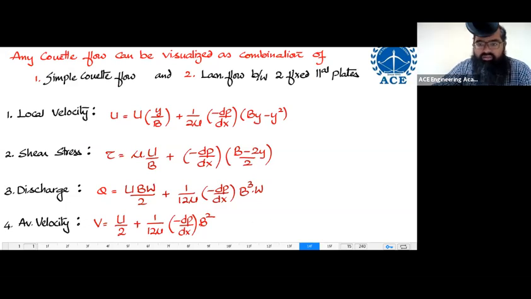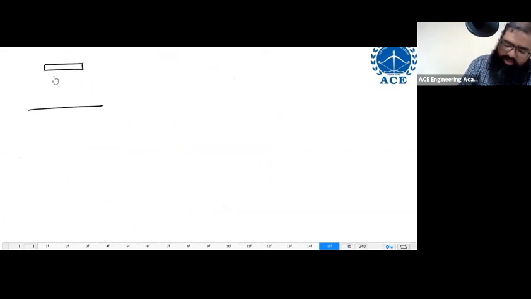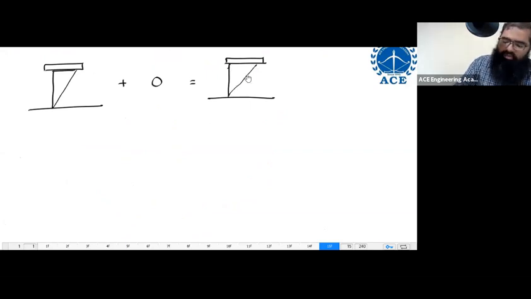Now look at this last slide. Once you look at this last slide, everything will fall into place. Imagine that you have a simple Couette flow plus nothing. It will give you simple Couette flow. This is simple.